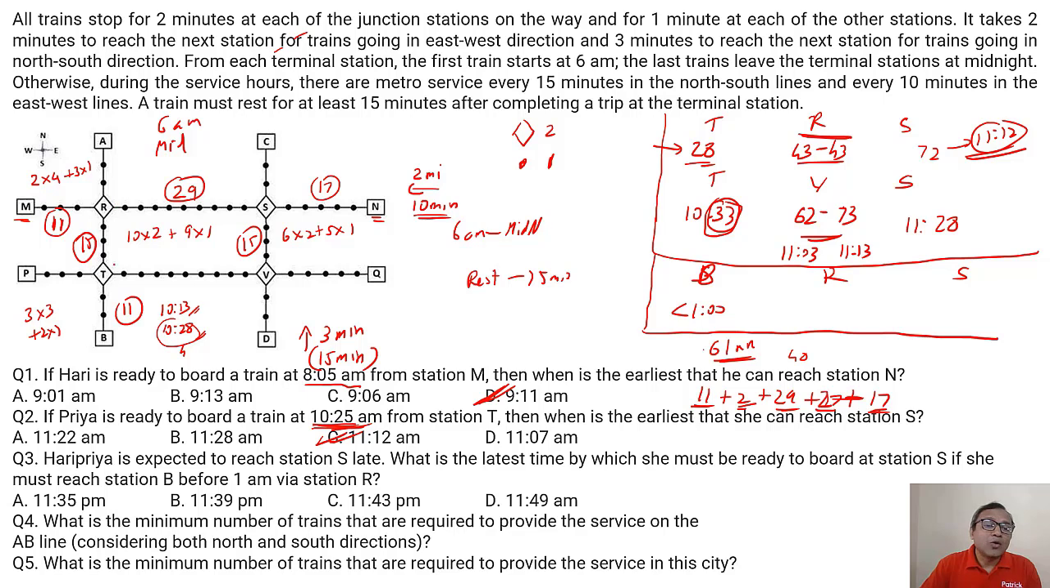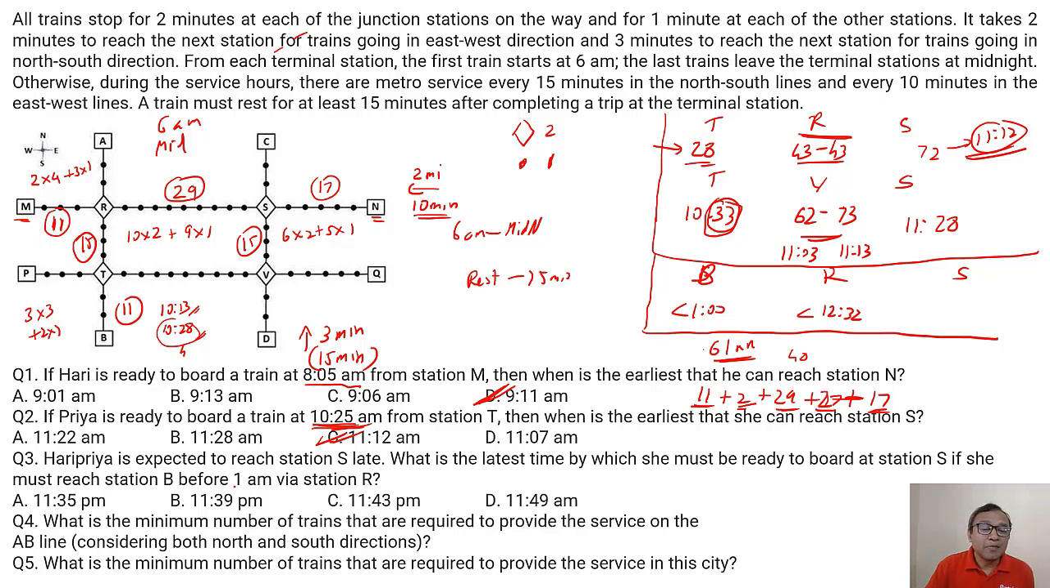Now to R, how long will it take? 11 plus 15 plus 2. B to T is 11 minutes. 2 minutes at T is stoppage time. T to R 15 minutes. Total 28 minutes. 28 minutes means 12:32. Before 12:32 you should leave R. Then only you will reach B before 1 o'clock.